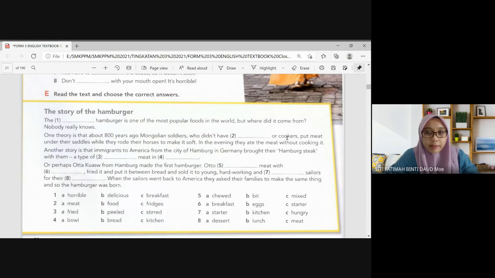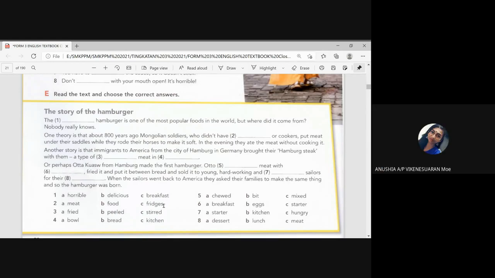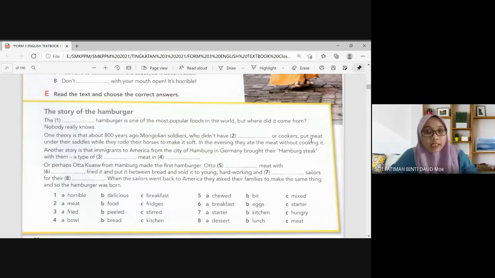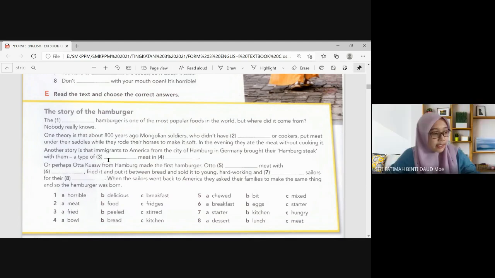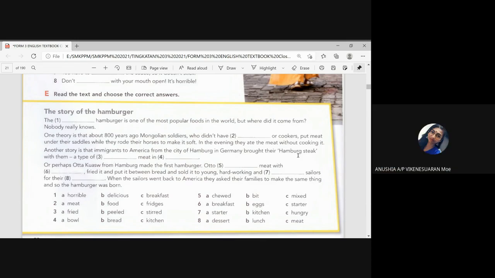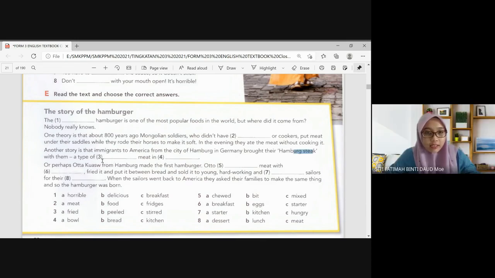Kat sini cookers tempat masak. So pasangan dia? Fridge. Dia ada peti ais. So dia letak daging dia dekat kuda dia to make it soft. In the evening, they ate the meat without cooking it. So dia makan terus, tak masak pun. Another story is that immigrants to America from the city of Hamburg in Germany brought their Hamburg stick with them, a type of what? What is stick? Stick, stop me. A type of what? Fried, peeled or stirred?